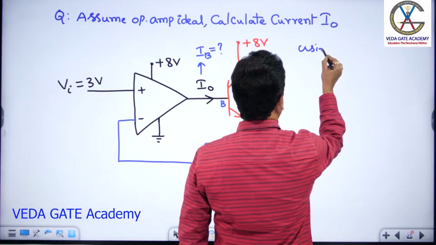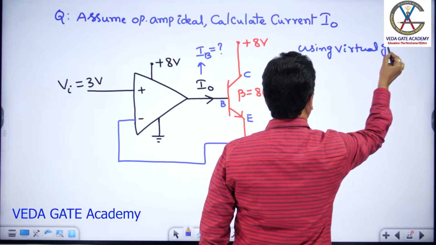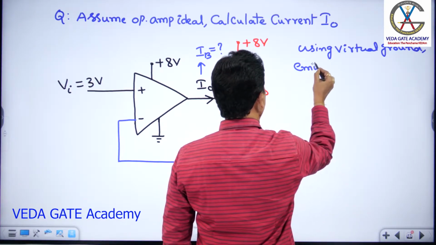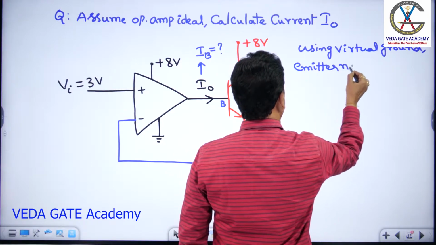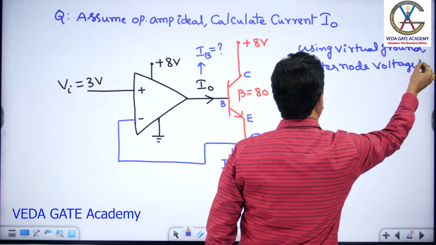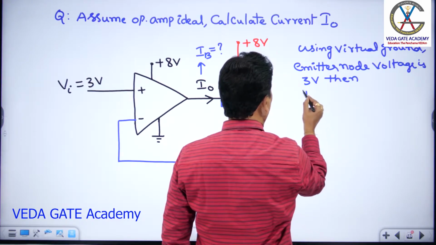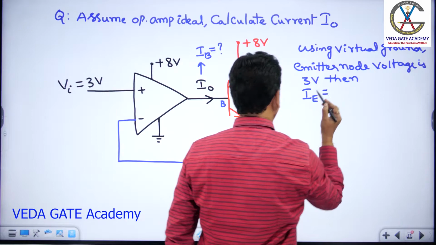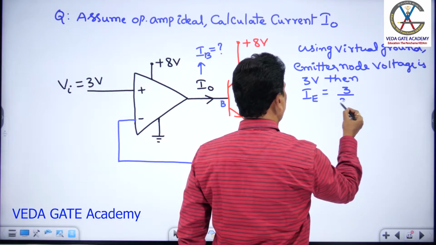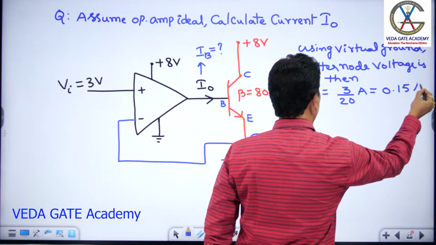Using virtual ground, the emitter node voltage is 3 volt. Then I can calculate the emitter current IE through that emitter load. So that becomes 3 by 20 ampere, which is 0.15 ampere.